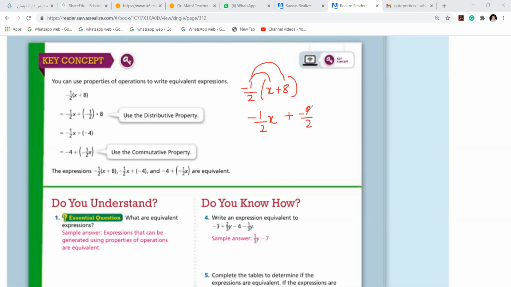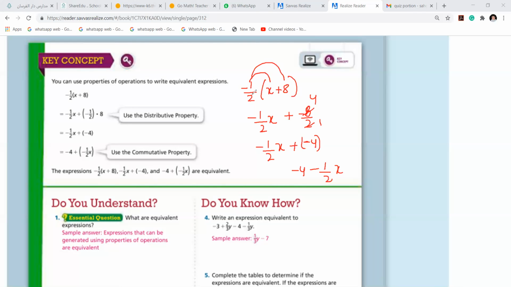That means 8 in the numerator. So minus half x, and this is 2 times 1, 2 times. Plus and minus 4. This is the first expression. The second expression is opposite. This is the other expression. If you want, you can even put plus and then minus, but this is okay.